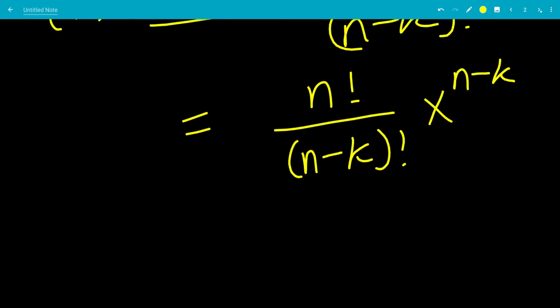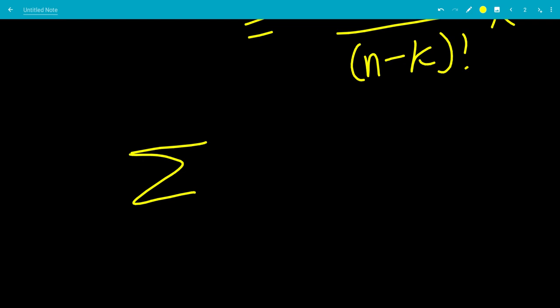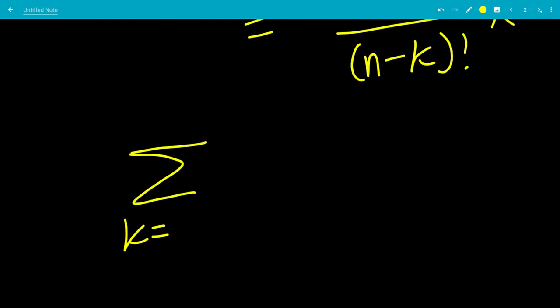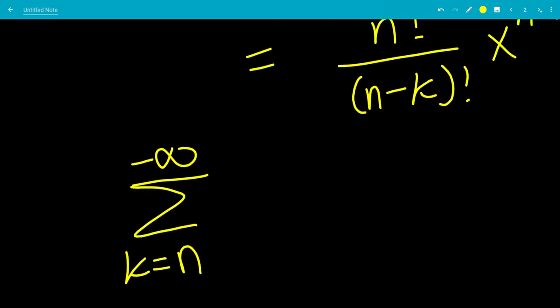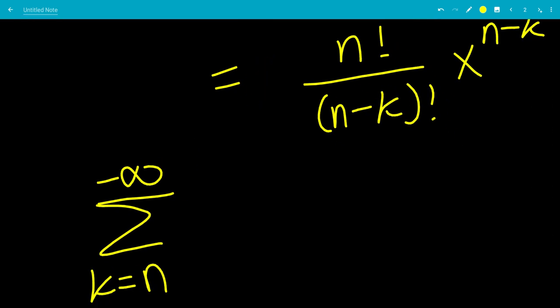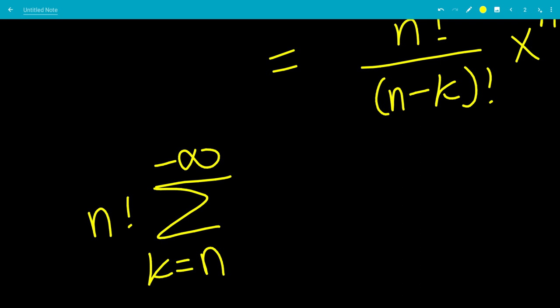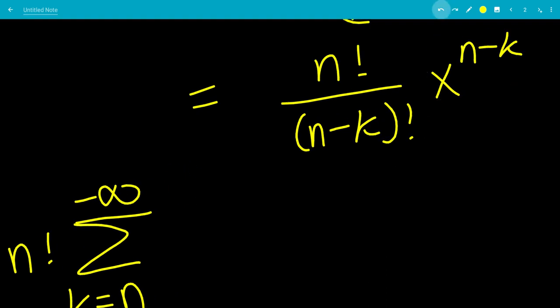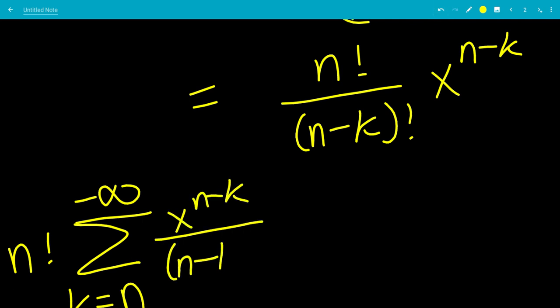Okay, so our sum is from k equals negative infinity to n, but the sum is reversible, so we can start backwards and it's the same sum. So we can start at k equals n to k equals minus infinity. Doesn't look right, but it still works. Of the kth derivative of f of x. This will be n factorial, which I'll write before the sum because you can just multiply that in. On the top, we're going to have x to the n minus k. On the bottom, we're going to have n minus k factorial.